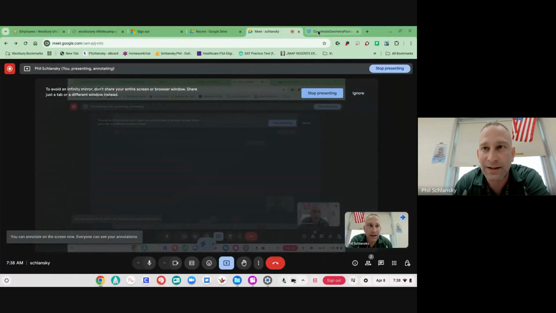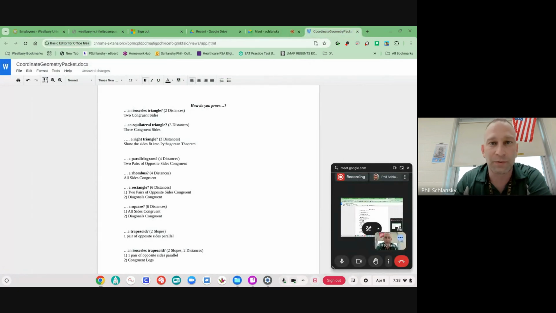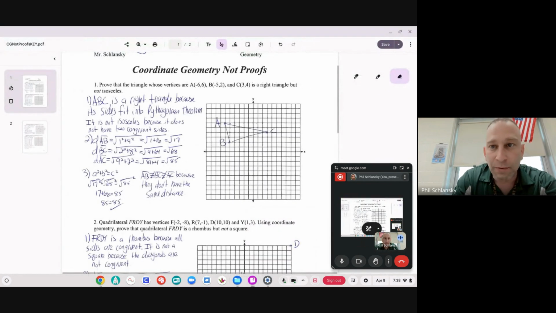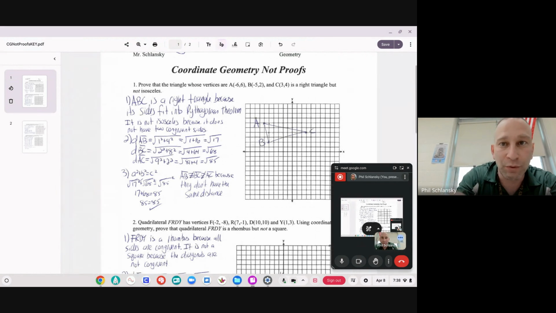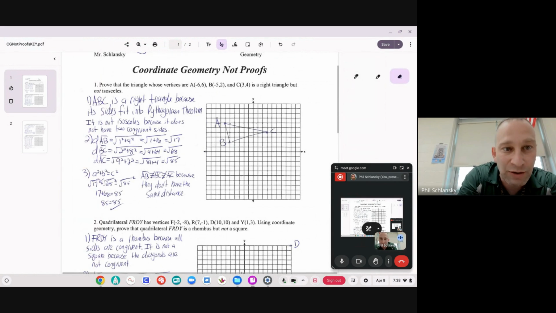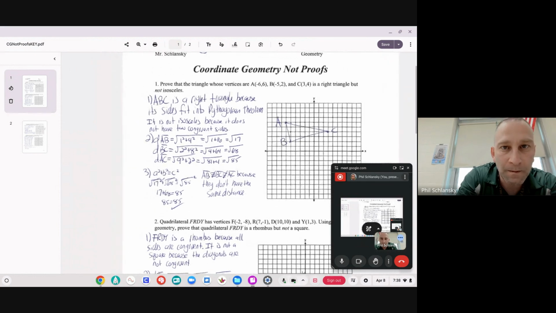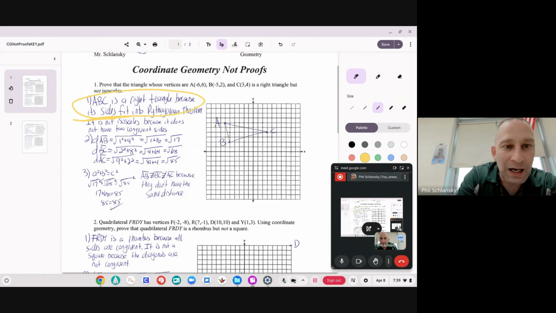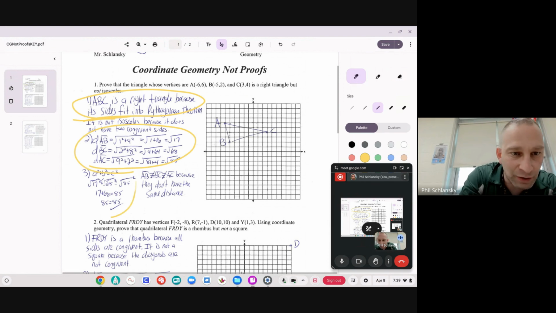So if I take a look at my how do I proves, for example, if I want to prove that something is an isosceles triangle, I have to show it has two congruent sides. An equilateral triangle has three congruent sides. So if I pull up the first example here, it wants me to prove it's a right triangle but not isosceles. So I prove ABC is a right triangle because its sides fit into the Pythagorean theorem. I found all three sides, and I show they fit into the Pythagorean theorem.